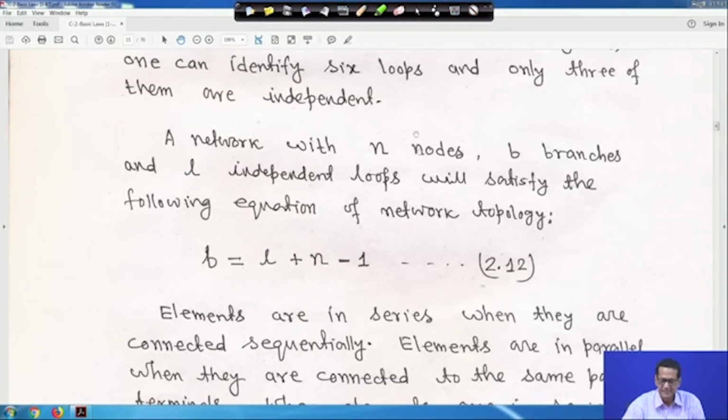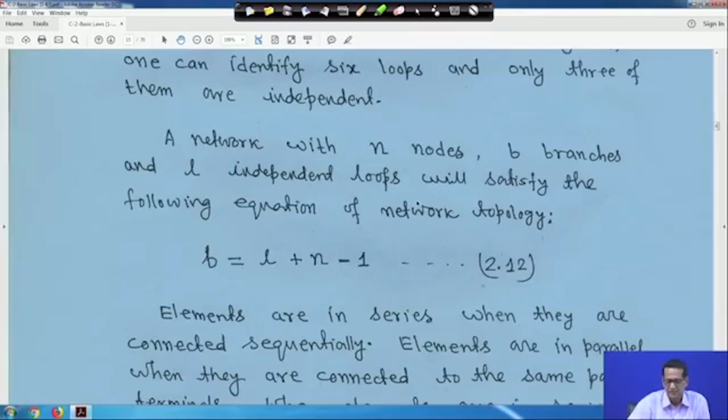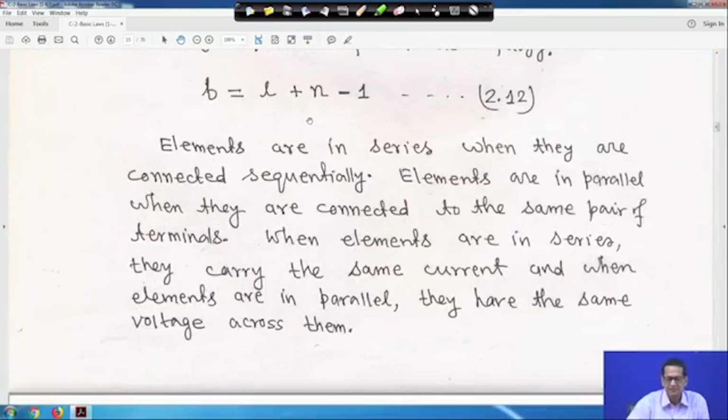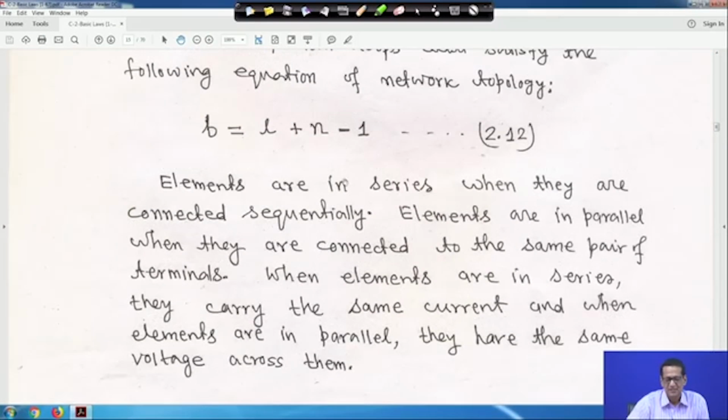So, this is equation 12, topic 2, chapter 2. Everything is written here. When elements are connected sequentially, they are in series, meaning the same current flows through all the elements. When they are in parallel, they are across two terminals, meaning the voltage across those elements remains the same. So, this is the relationship B equals L plus n minus 1.